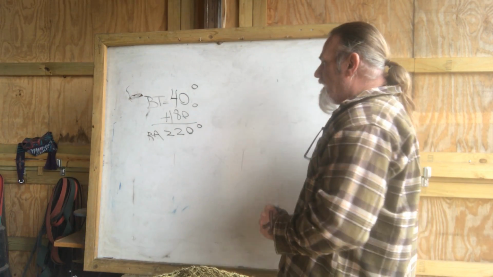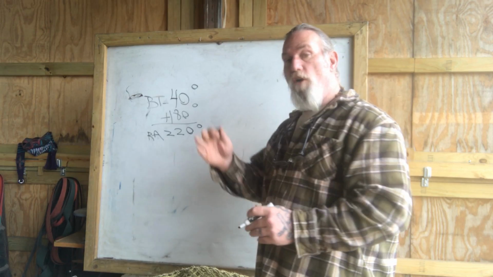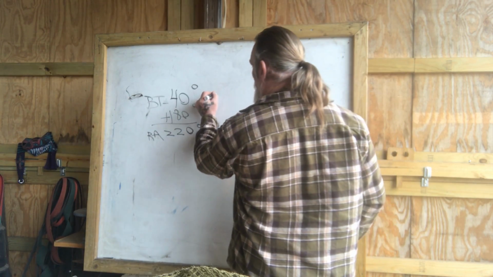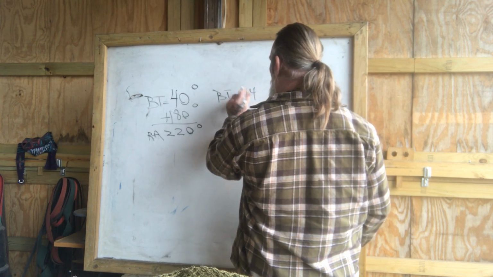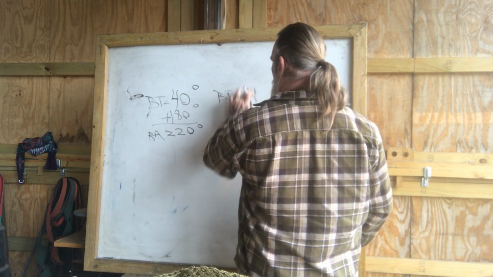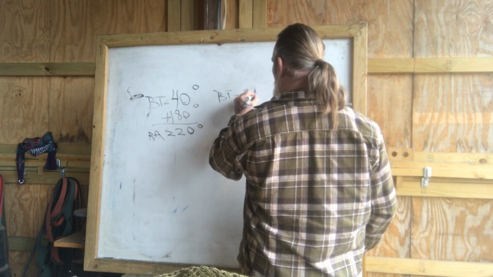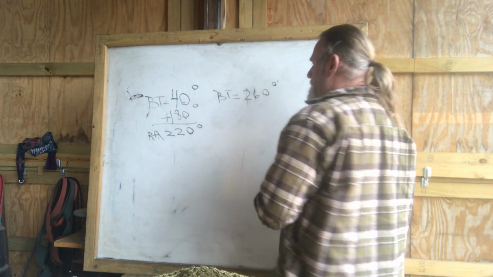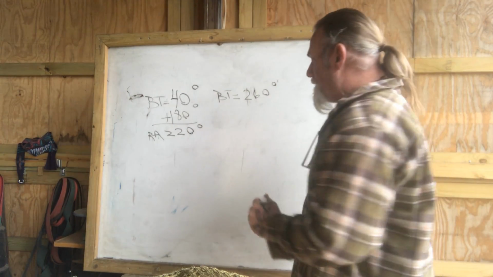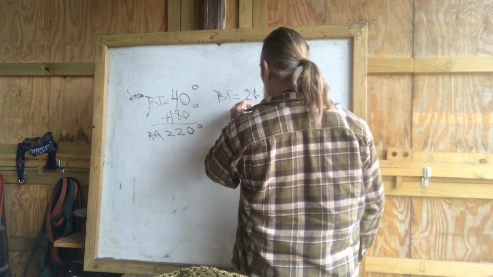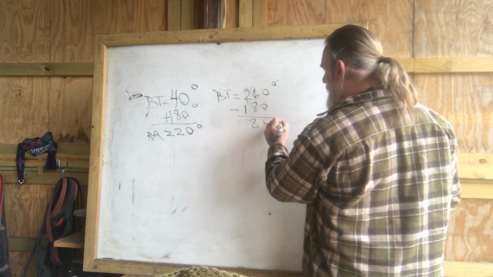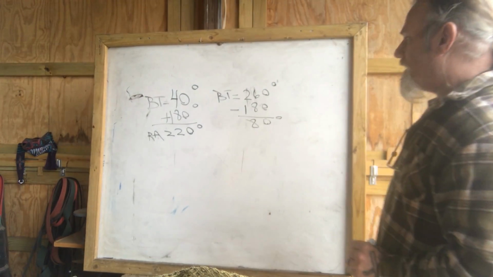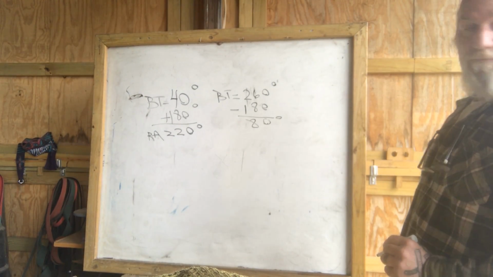Now, on the other hand, if our bearing of travel is over 180 degrees, so let's say it's 260 degrees, so now we're over that 180 degree mark, now we want to subtract 180 degrees from this. And 80 degrees is going to be our reverse azimuth.